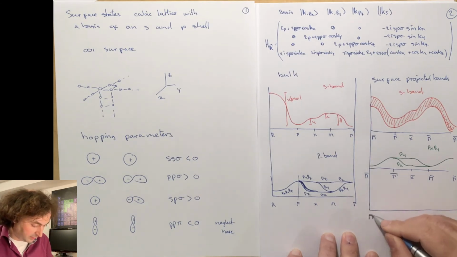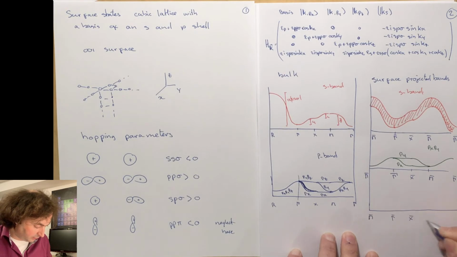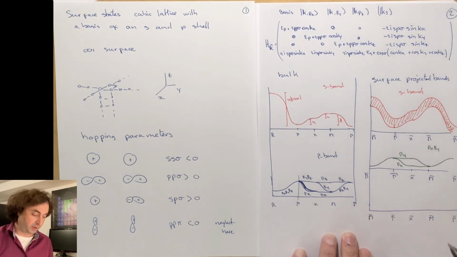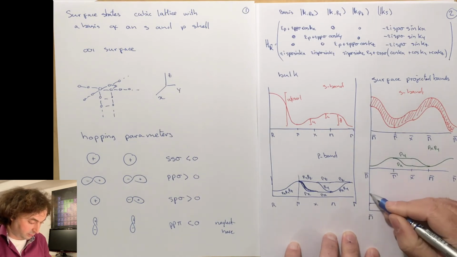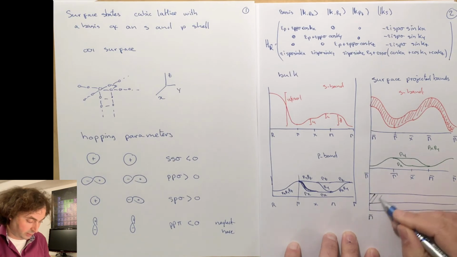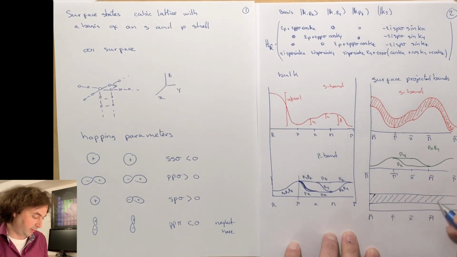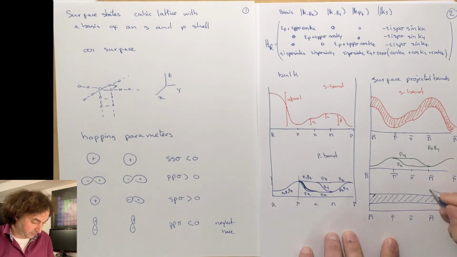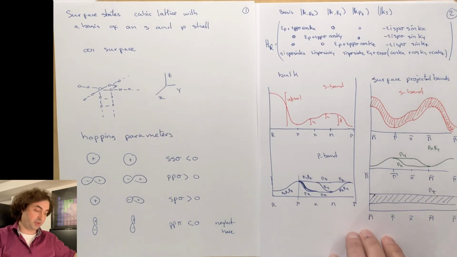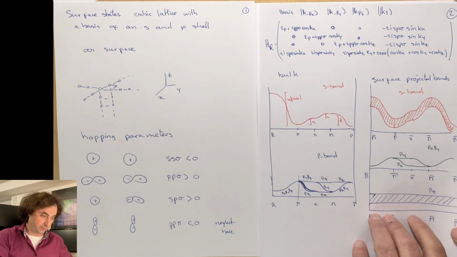For the pz band, we should realize that we have no dispersion in the x and the y direction and only in the z direction. So we find no dispersion and we integrate over the z dispersion to get the surface projected bands. So these are the surface projected bands of the pz orbital.